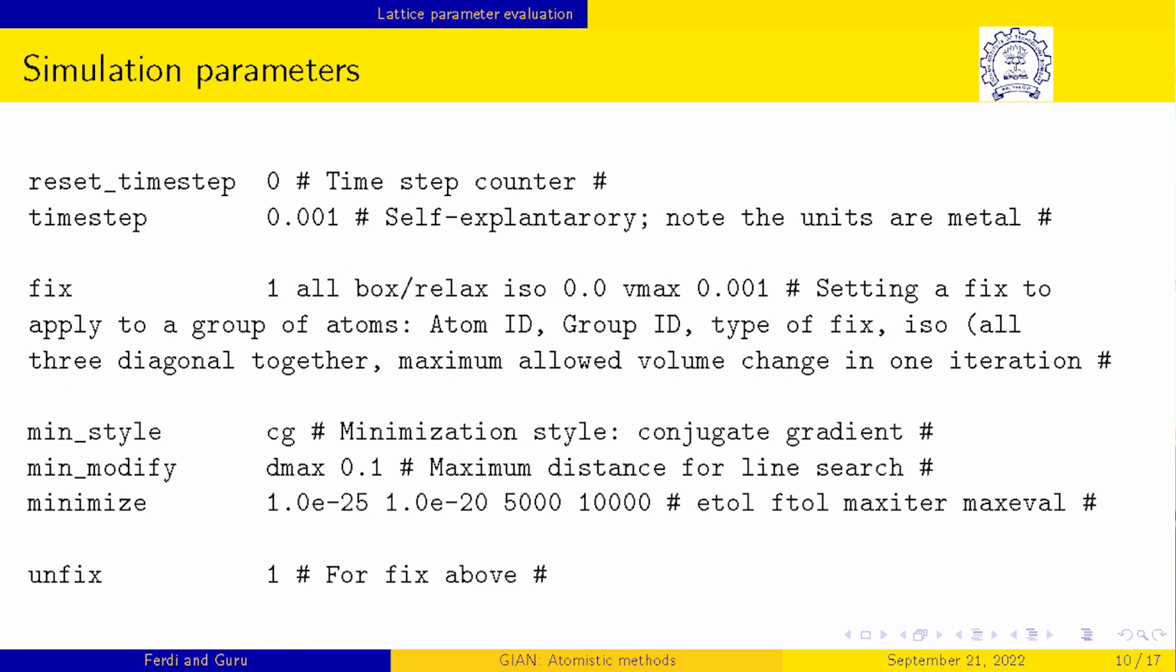Okay. So, we set the time step counter to 0 and our time step is 0.001. So, keep in mind that the units are metal. So, this is self explanatory what it is. And then there is this command called fix and unfix. What is this fix doing? It is considering atoms of type 1, it is considering all of them and it is taking the box and it is relaxing. Okay. That is what this fix is doing. This fix is basically relaxing the given box.